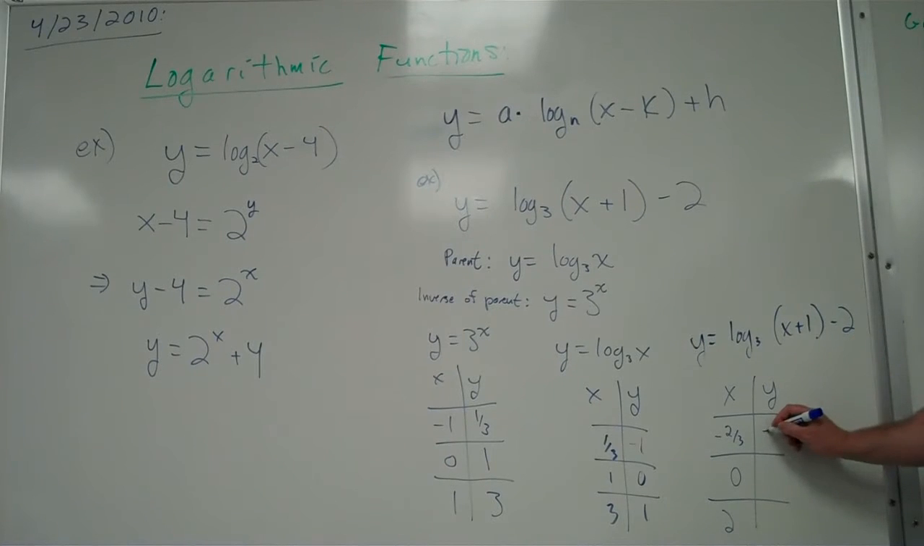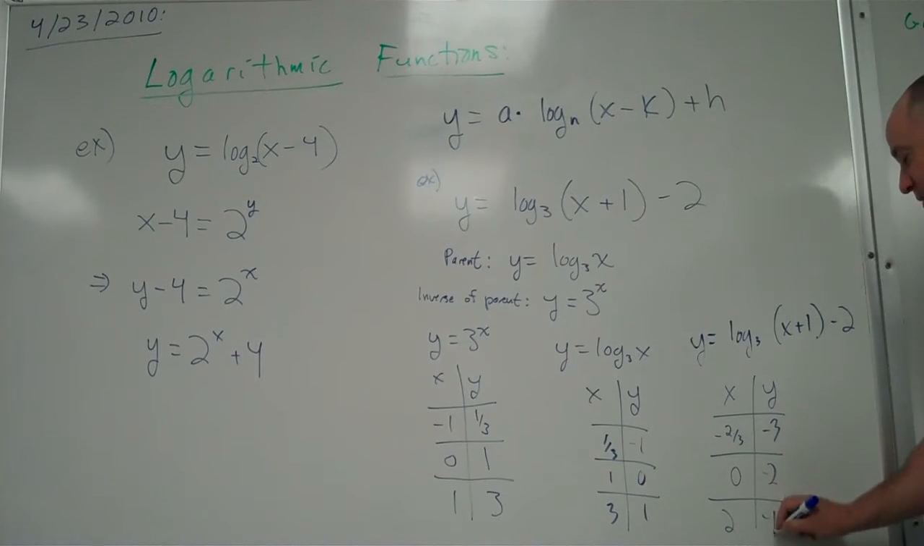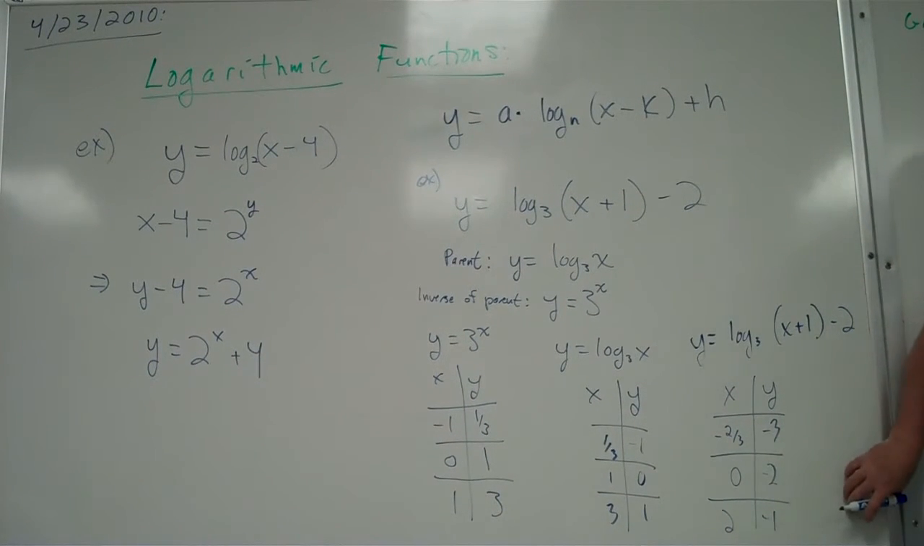Take 3, 2 away from these. Negative 1. Negative 3. Negative 2, negative 1. How'd you get negative 3? Excellent. These are now the points I want to see on the logarithmic graph.